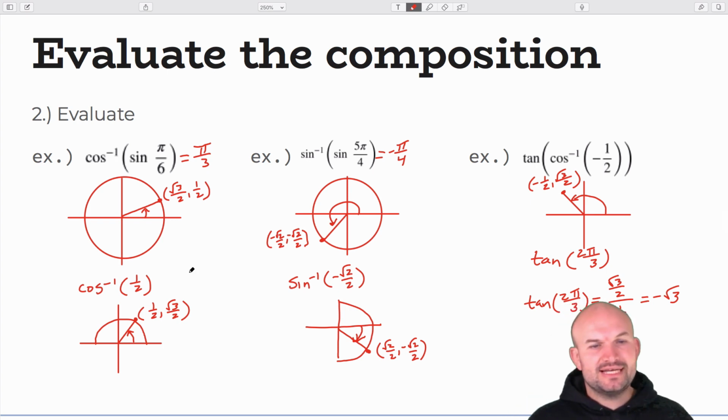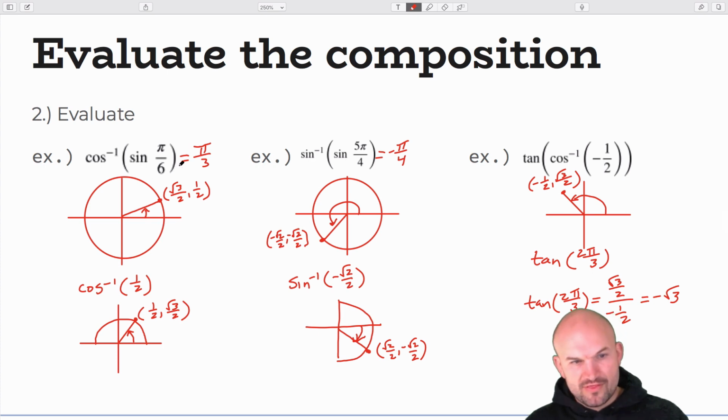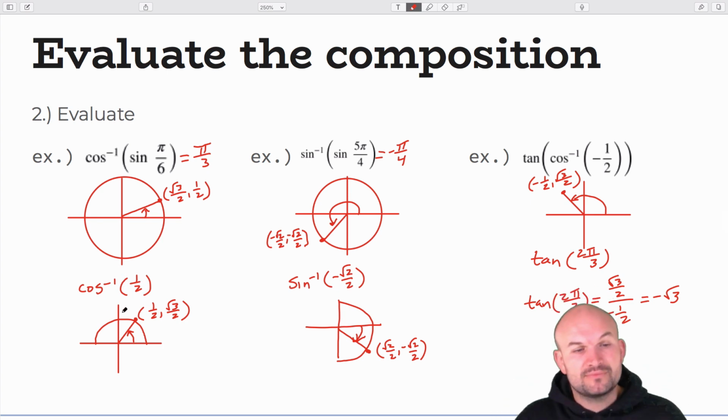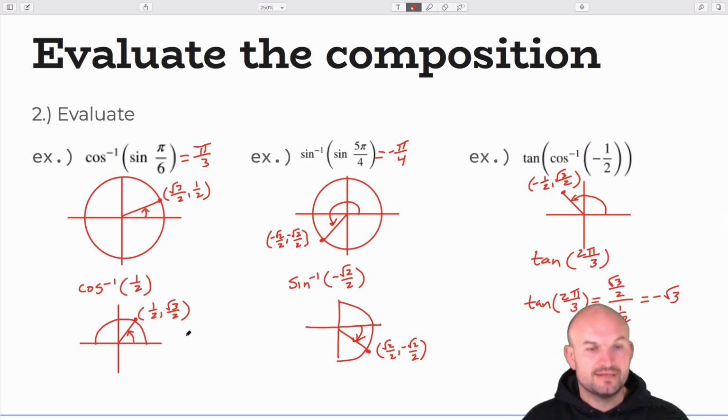In this case, I did two problems here. The first problem, on the inside, is sine of pi over 6. I graph pi over 6, and sine is equal to 1/2. So now this is equal to 1/2, and I just rewrite the problem: cosine inverse of 1/2. Again, that's looking for what angle produces 1/2 and meets the restriction of cosine. The only angle that is positive 1/2 and meets the restriction is pi over 3.